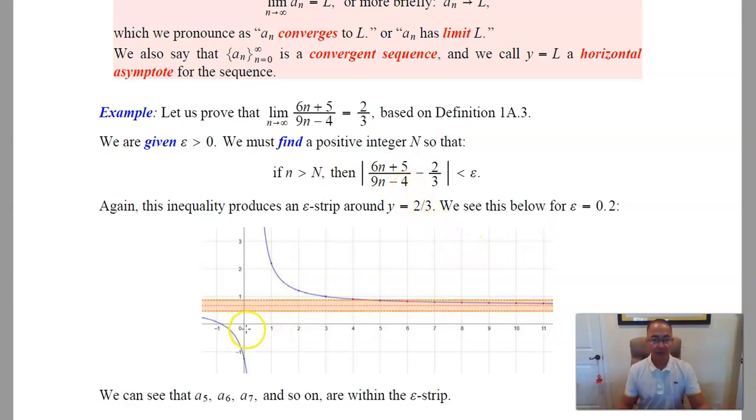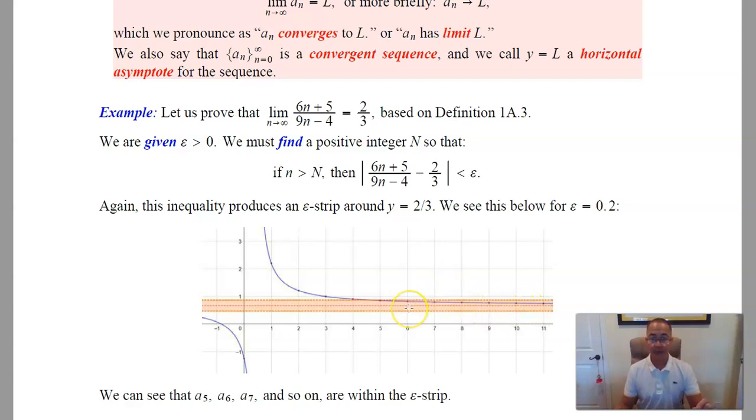So we demonstrate in this diagram what happens if epsilon is 0.2. Okay, so in our GeoGebra, we looked at 0.1 and then 0.01. So in this diagram, we have 0.2. So here is the parent function, which is in this case 6x plus 5 over 9x minus 4. We can see the points on our sequence, the integer values. And if you go past, it looks like 4 or 5, once you cross that point, your sequence is within that epsilon strip.